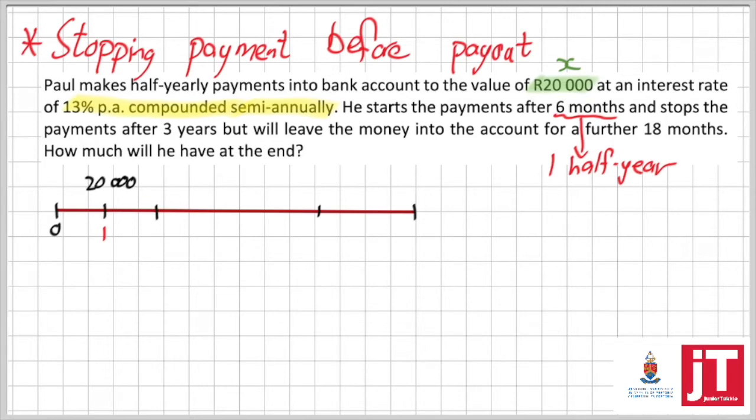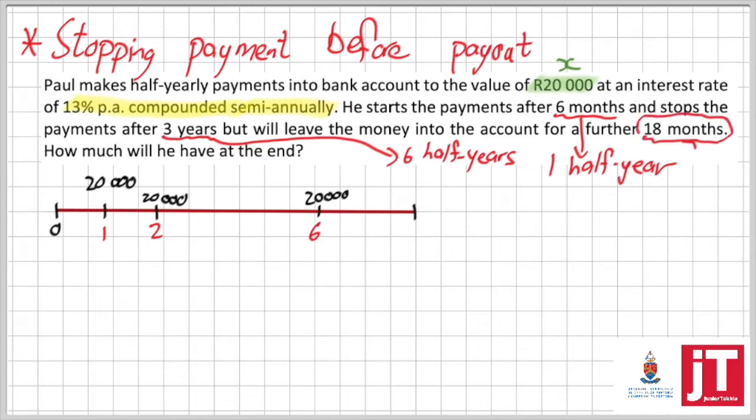That's perfect. That means it's a normal annuity, starting at the end of the first period, stopping after 3 years. So 3 years is 6 half years. So after 6 half years, he stops making the payments in there. Now a further 18 months is 3 half years. So I leave the money from 3 years up to 4.5 years, because there's 1.5 years or 18 months. How much will he have at the end?